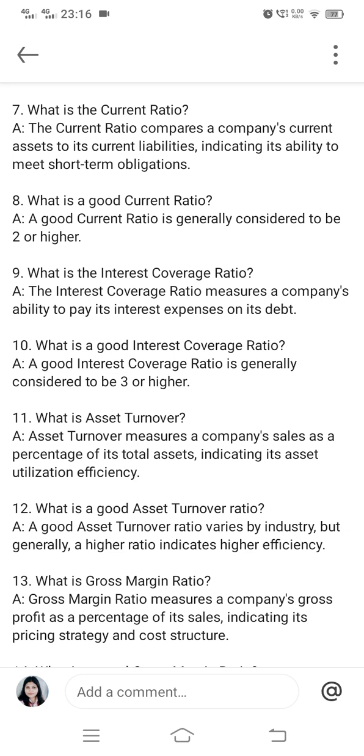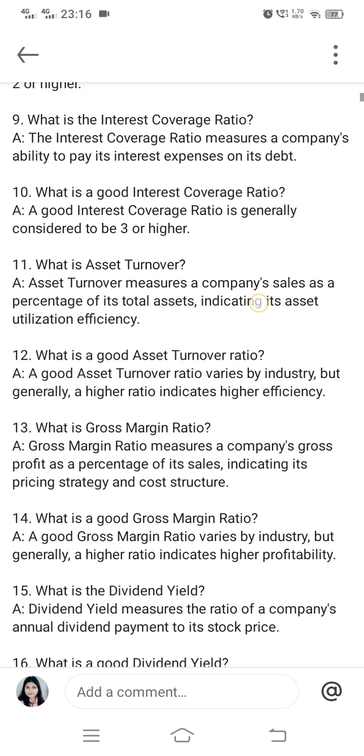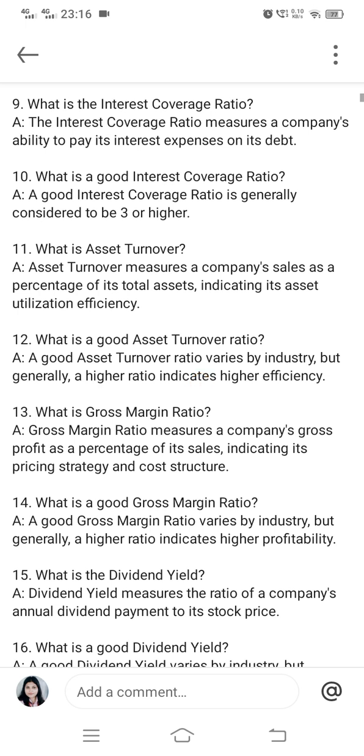So a higher current ratio will be good for the company. So this is the answer for that. Now comes ninth, what is interest coverage ratio? So the interest coverage ratio measures a company's ability to pay its interest expenses on its debt.